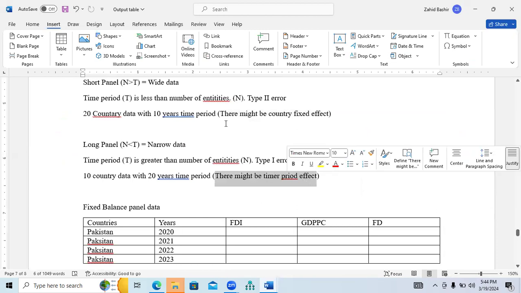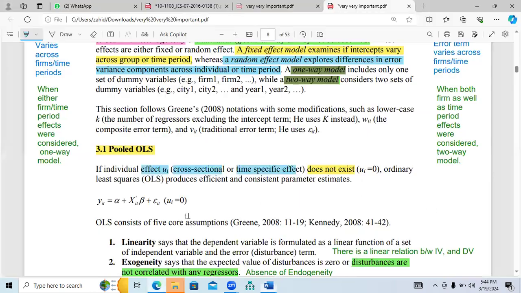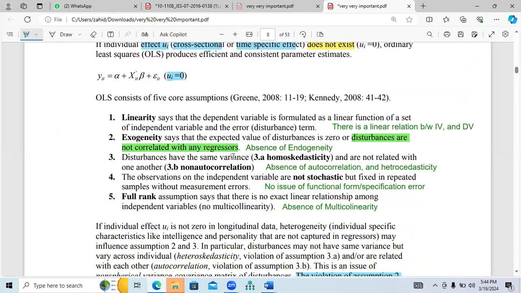If we assume that there is no entity effect and there is no time period effect, then we should use the pooled OLS, because it assumes that no such effects exist. So in this way, we can use pooled OLS because we assume that there is no specific country or specific time period effect in that case. So these are the assumptions.